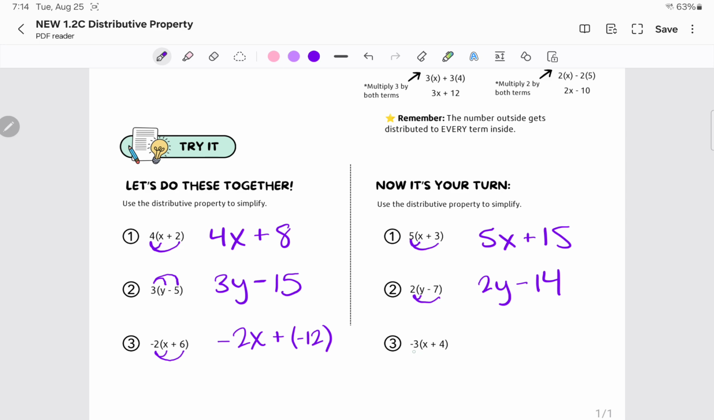And the last one, -3 times x is -3x. Put the plus in the middle. Always put whatever the symbol is in the middle, that goes in the middle. And then -3 times 4 is -12. Or -3x minus 12 is fine.